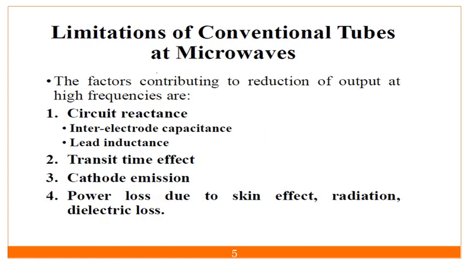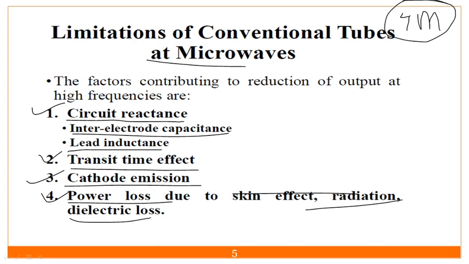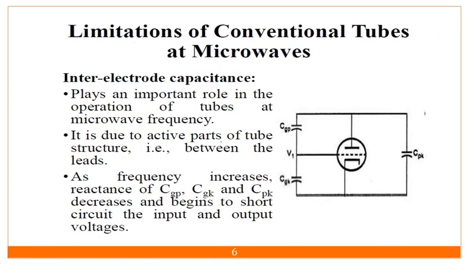So what are the limitations? In a few exams you will find a 4-mark or 5-mark question based on this: what are the limitations of conventional microwave tubes? The first is the circuit reactance, not the resistance, that is, the inter-electrode capacitance and lead inductance. The second is the transit time effect. The third is cathode emission, and the fourth is the power loss due to skin effect, radiation, and dielectric loss. These are the four limitations of conventional microwave tubes. We will see them one by one.